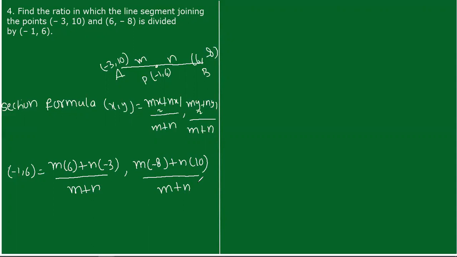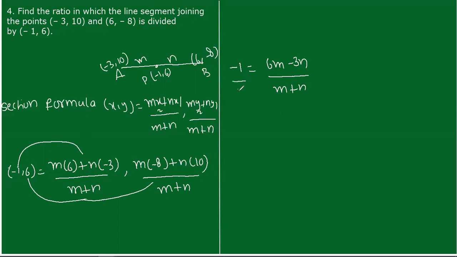Here we have to equate. See, this is the x coordinate, this is the y coordinate. Here we have to equate this -1 to this, and this 6 to the second one, right? So here I can write -1 is equal to (6m - 3n)/(m + n). To find the m and n values, I can use any one, so no need to take both. So I'm taking the first one: -1 is equal to (6m - 3n)/(m + n).